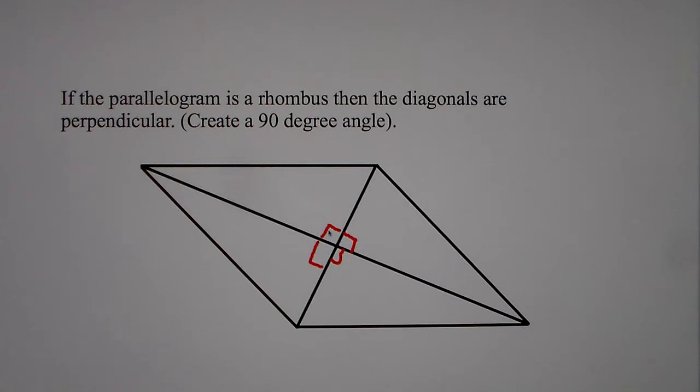If the parallelogram is a rhombus, then the diagonals are perpendicular, and it creates this 90-degree angle. So we have ourselves a little parallelogram. We draw in these diagonals. If these two diagonals cross each other at a 90-degree angle, then our parallelogram is a rhombus. That means all four of those intersections, all four of those angles, are 90-degree angles.